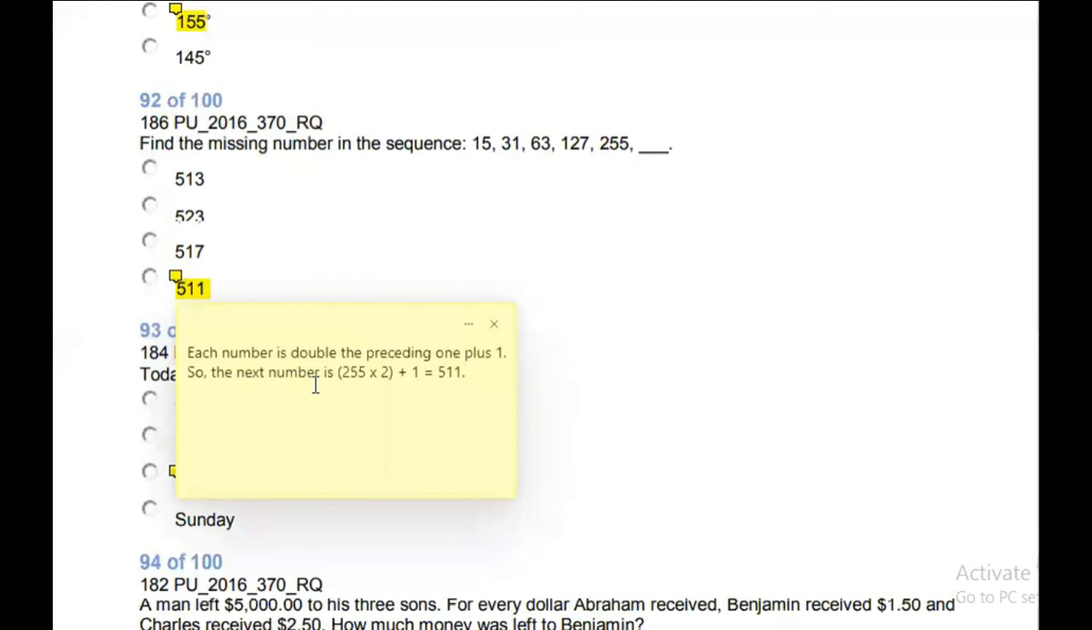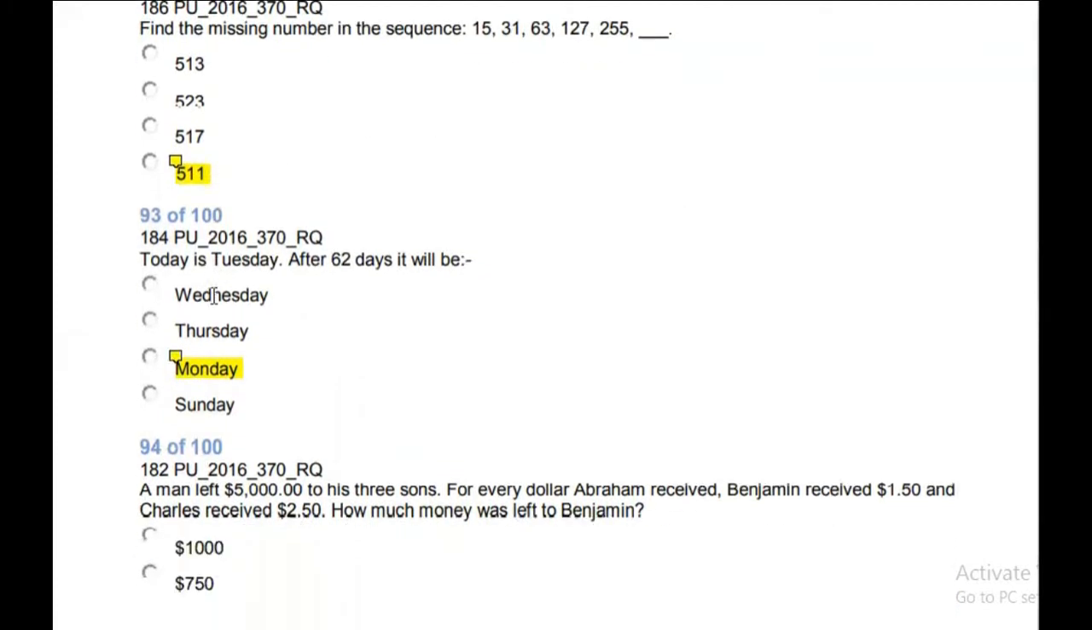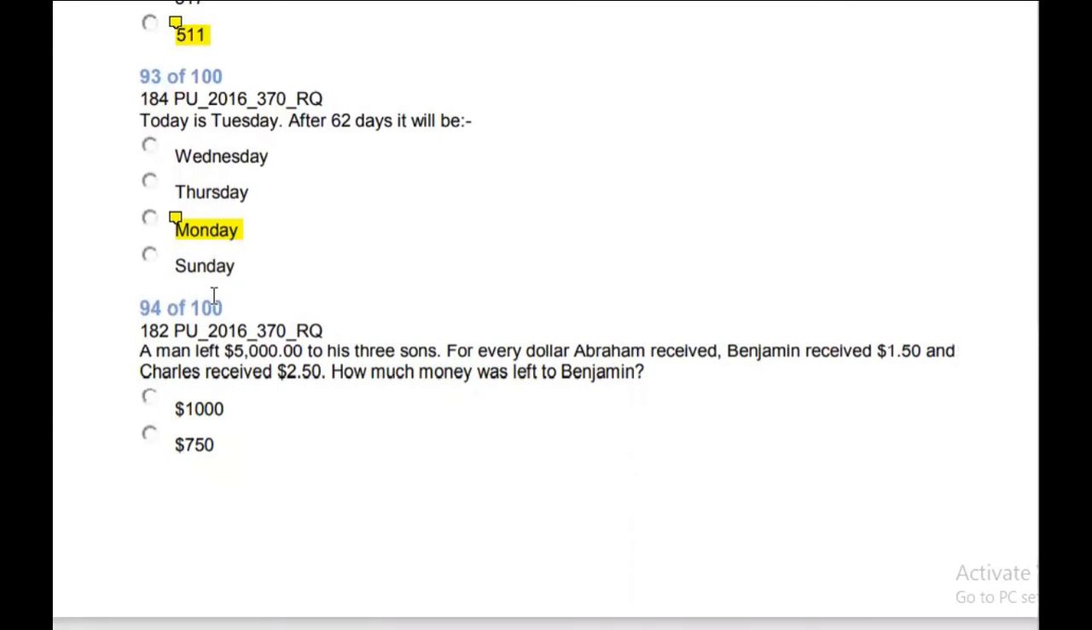Here we want to find the last element. So 255 into 2 is 510, plus 1, 511 is the right answer. So option D is the correct option. The missing term after 15, 31, 63, 127, 255 is 511. Next question, question number 93.